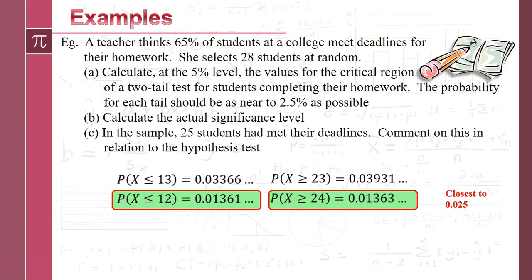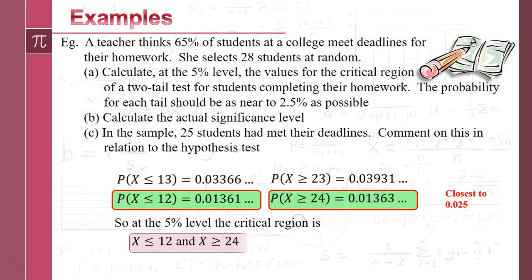So what that tells me is I've now identified values for my critical region. At the 5% level, my critical region is therefore x less than or equal to 12 or x greater than or equal to 24. So if we had a test statistic, we'd be comparing it against these two numbers.